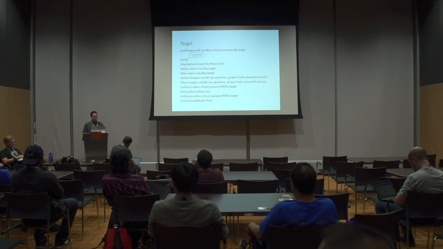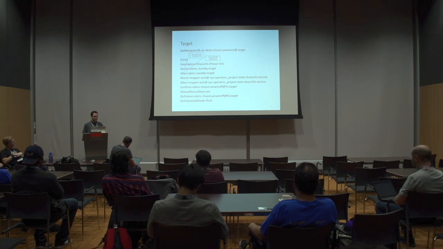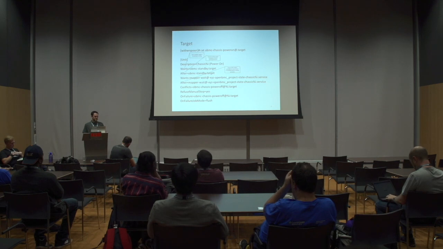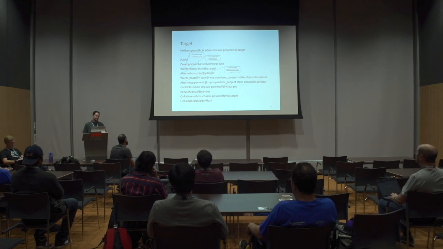So the wants relationship is basically this target saying, I want this other target, and the after is saying, I need to make sure that I run after that target. There's an OBMC standby target. This is basically saying, don't power on the chassis until the BMC has gotten to the standby target. There's also the capability to interact with that mapper that we talked about. So this is saying we can't run this target either until the service that provides the power on capability, the XYZ OpenBMC state chassis service, is up and running.